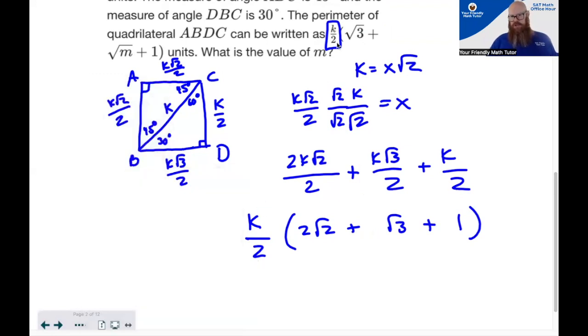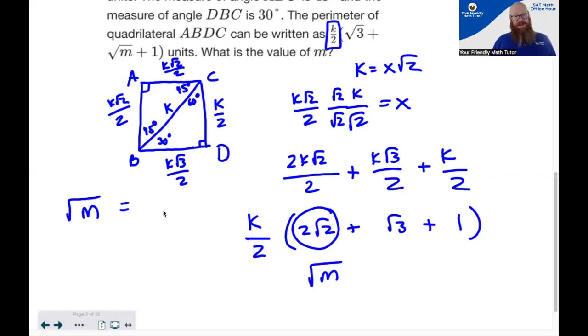So this kind of works out perfectly, right? We have a k over 2. We have a root 3. We have a 1. And then we have this root m. So the only thing left over that could represent root m is this. So we just have to find the value of m. Well, one way we could do it is just set them equal to each other.